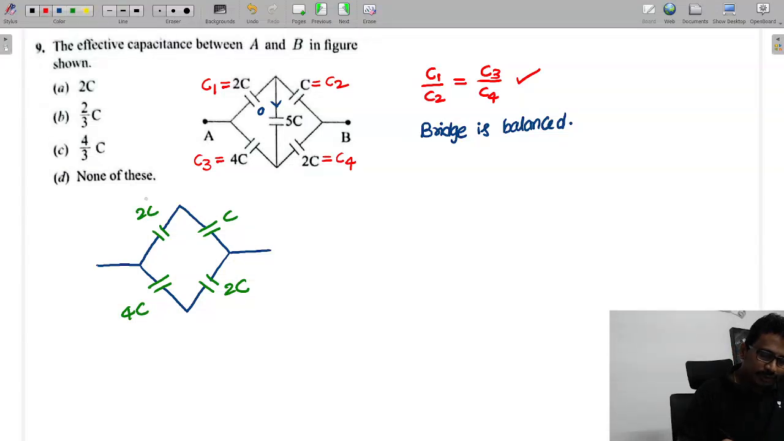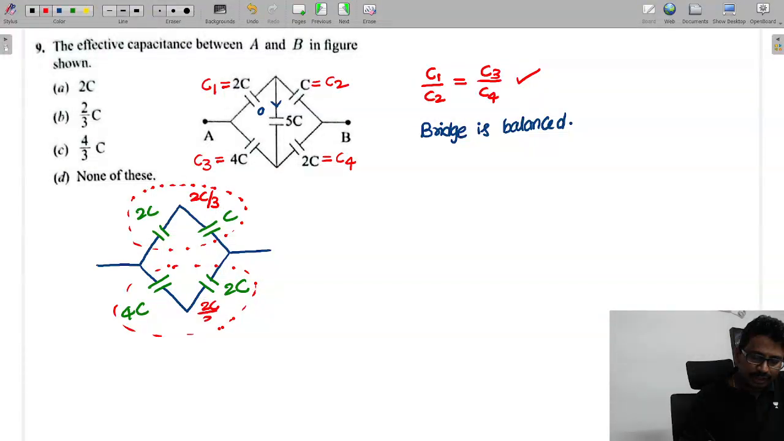Now you can see how these two capacitors are connected. These two capacitors are in series. The equivalent is 2C by 3. And these two capacitors are also in series. The equivalent is, sorry, 4C by 3. This value is what? 4C by 3.